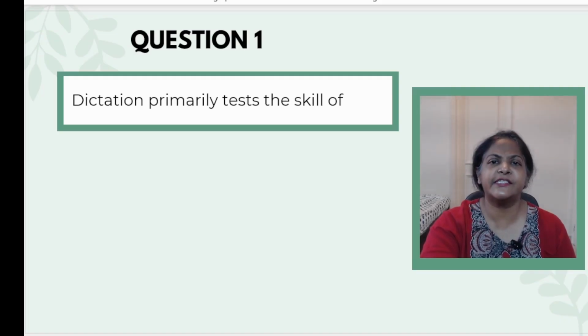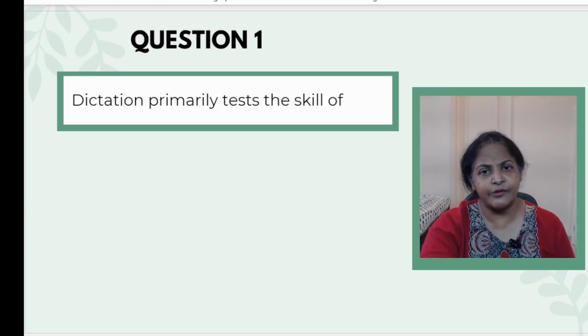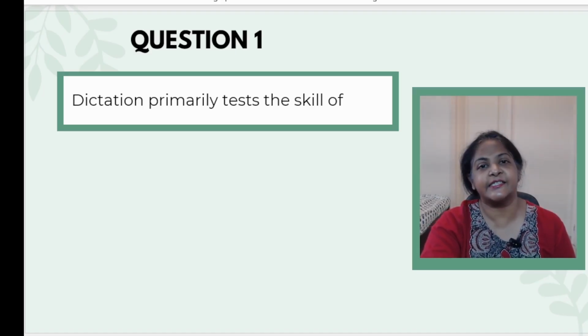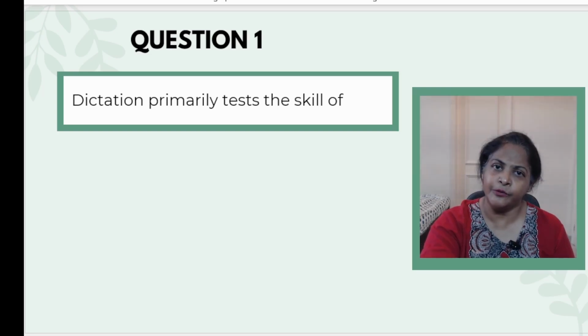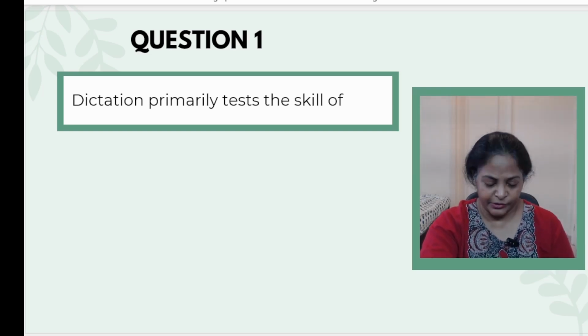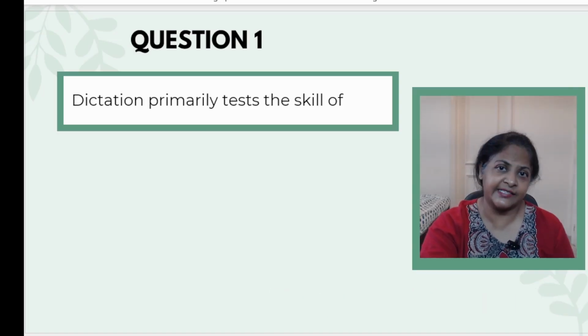So let's apply both these tools to actual CTET questions. So question 1 is: dictation primarily tests the skill of. Now before I look at the options, let's apply the 2 tools. Let me first think about the WSTDO. Is it a W? Is it an S? Is it a T? Is it a D? Or is it an O? Clearly, we are being asked about the skill. Which skill? So this is an S question. That's the keyword.